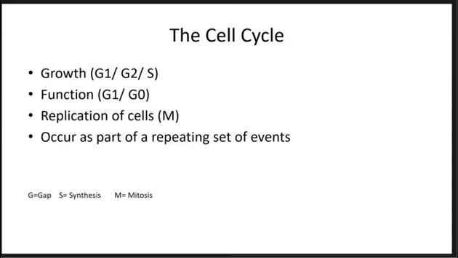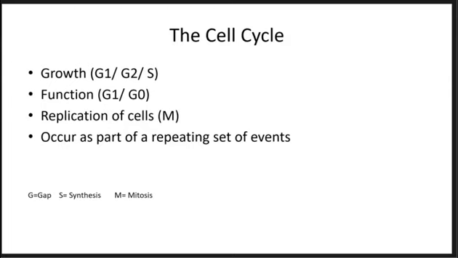So the thing with the cell cycle is it's broken down into different stages. There's a growth stage, function stage, replication stage, and it's really a set of repeating events. And so the first thing we're going to deal with is growth. So growth is going to be your G1, G2, and there is even growth in S, which is when DNA replication occurs. Function itself is G1 or G0. So if you notice, for growth and function, it can be both G1. So you can have a functioning cell in G1, or you can have it growing in G1. It depends on what you want to do with the cell.